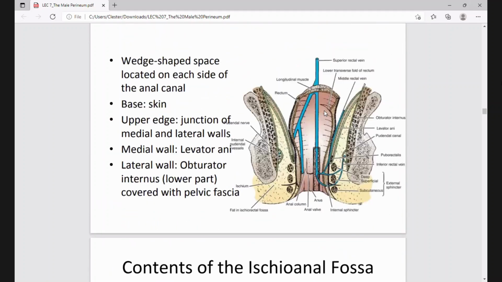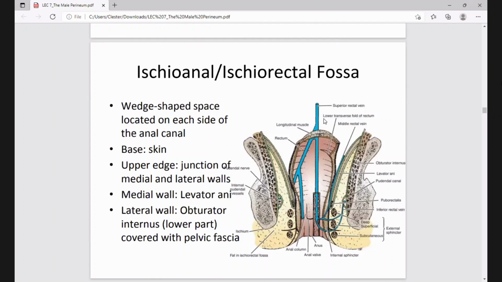So let's go into the two spaces found on each side of the anal canal, and that is the ischiorectal fossa. I partly mentioned the ischiorectal fossa during my lecture on the pelvic cavity. Why? Because the ischiorectal fossa is found on each side of the anal canal, exactly below the level of the pelvic diaphragm. Although it is below the level of the pelvic diaphragm, one of the muscles that is found in the pelvic cavity, specifically the obturator internus, will continue down into the perineum to form the side wall of the ischiorectal fossa.